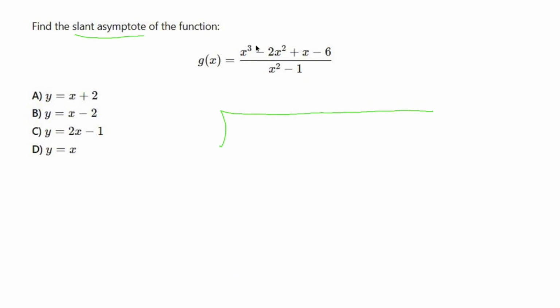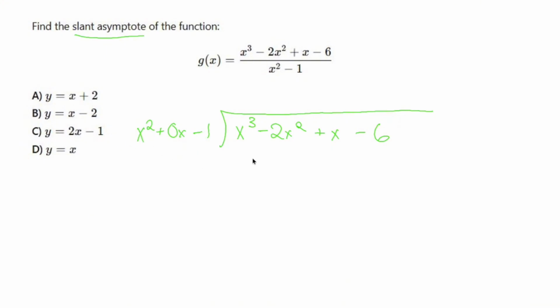Okay, put that guy underneath the division symbol. Keep in mind if you have any terms missing in between, you have to fill it in with a 0. So I don't think that happens here. X cubed minus 2x squared plus x minus 6. But that does happen here. X squared minus 1 is missing a 0x in between. So x squared plus 0x minus 1. And then you just do polynomial long division.